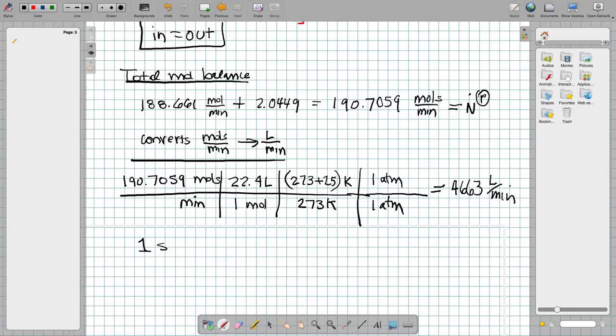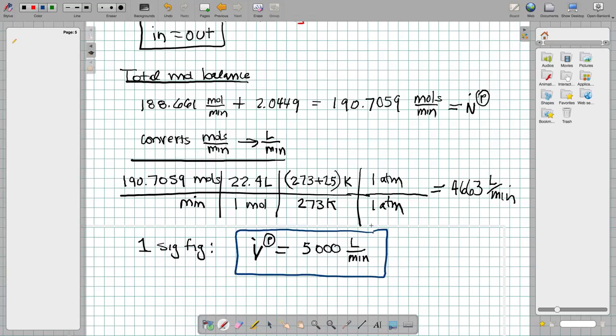And there's only one sig fig for this problem. So the final answer would be that the volumetric flow rate in the product stream is equal to 5,000 liters per minute. So that's a lot different than the 150 liters per minute that we would have gotten if we tried to say that volume is conserved and that we could just add the volumetric flow rates together.